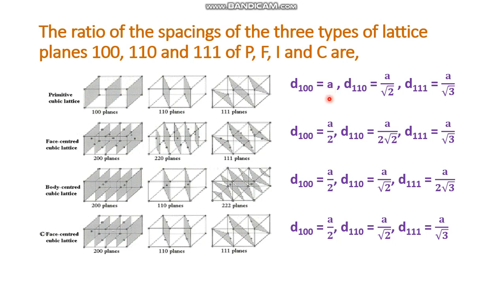A divided by root over 1 squared plus 0 squared plus 0 squared, that means it is A. This is A by root 2. They are A by root 2 distance apart. So D110 is A by root 2. Similarly D111 is A by root 3.